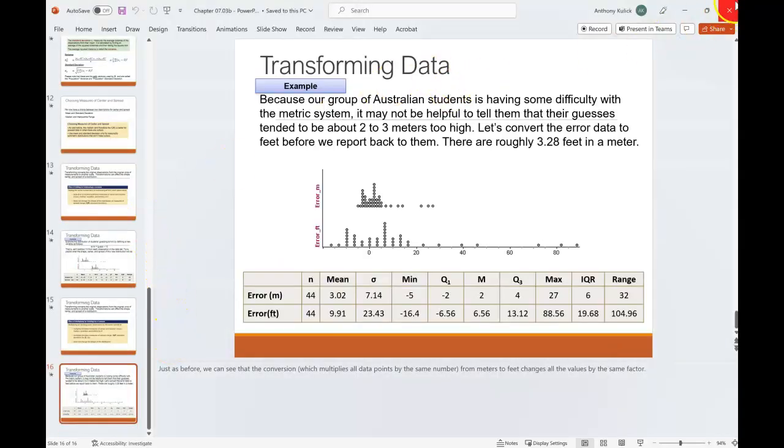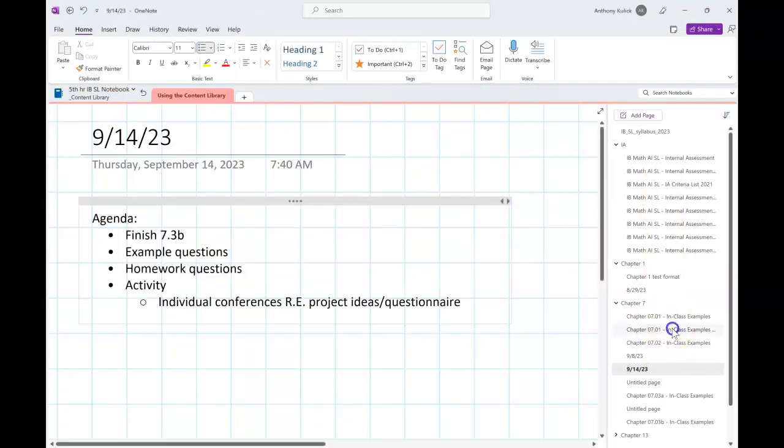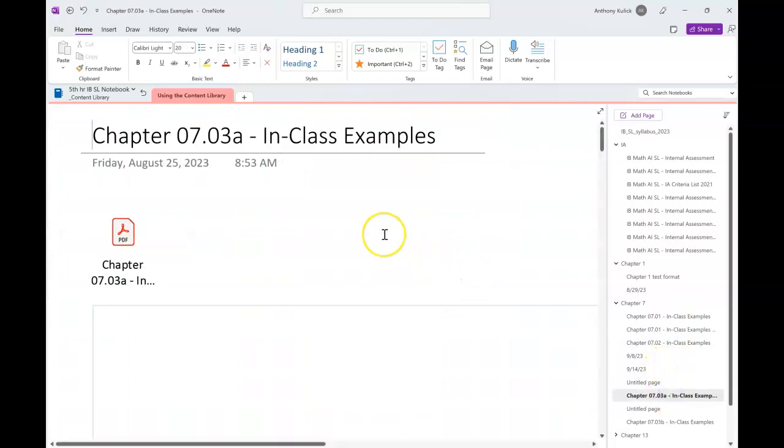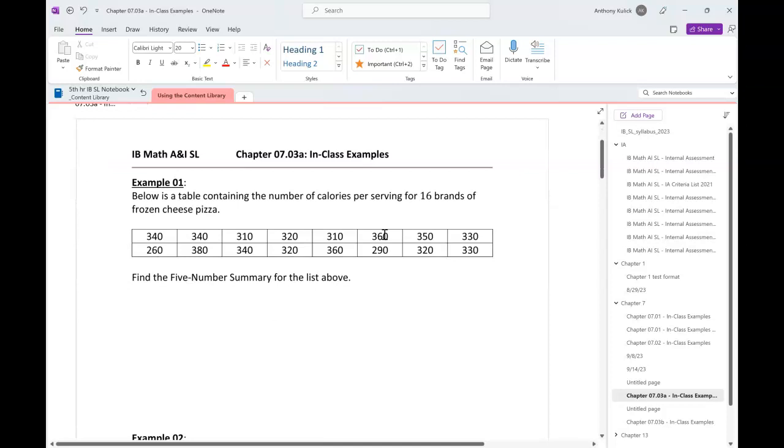Okay. Let's look at some of these examples that we have. I want this one though. Below is a table containing the number of calories per serving for 16 brands of frozen cheese pizzas. Find the 5-number summary for the list above. What is the 5-number summary again?